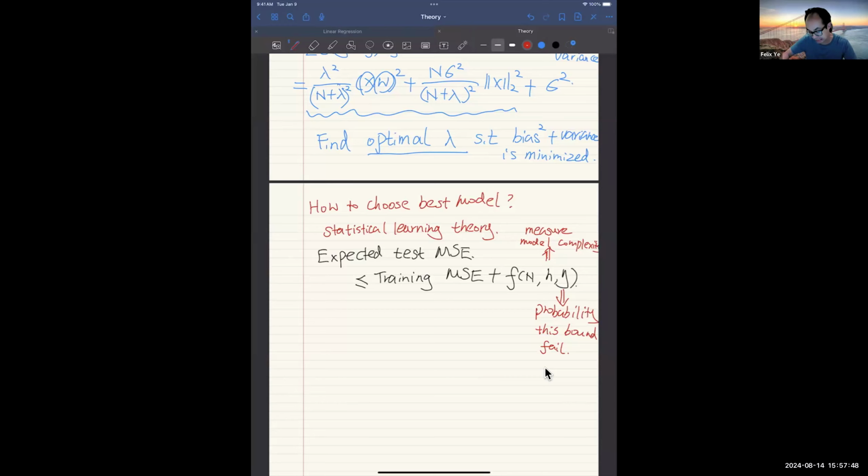So in practice, in general, you will see the test MSE should be a little bit bigger than the training MSE. Your training MSE should be smaller than the test MSE. But if you see your test MSE is significantly larger than the training MSE, that means you are encountering the problem of overfitting. So the key here is to measure the model complexity.